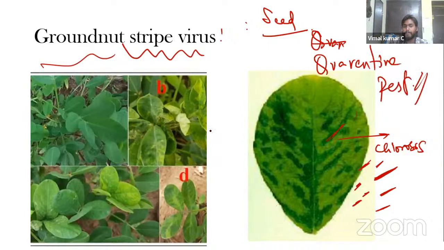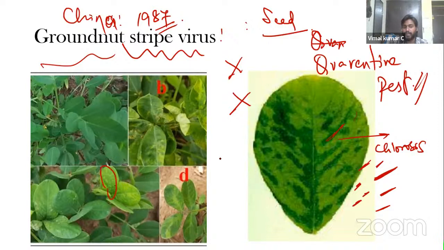Actually it came to India through China in 1987. So these are all about the groundnut stripe virus. If you look into this, the stripeness will be the major symptom to identify. Here you can't see clumpness or rosette; what you can see is that the leaves will be striped and stunting will be there. So these are the two criteria by which you can identify it.